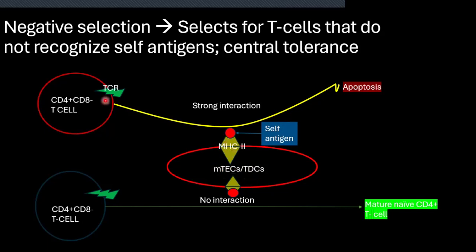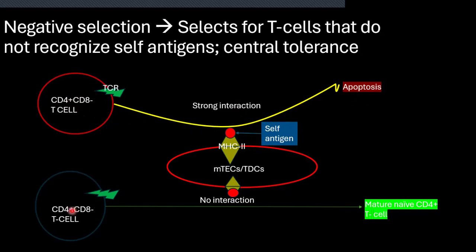Now take this cell, CD4 positive, CD8 negative. CD4 positive cells interact with the MHC type 2. If this cell recognizes this self-antigen, so there is a strong interaction, you don't want that cell to be released to the body, because it would recognize self-antigens and mount an immune reaction against them. That would lead to autoimmune diseases or disorders. So that cell undergoes apoptosis.